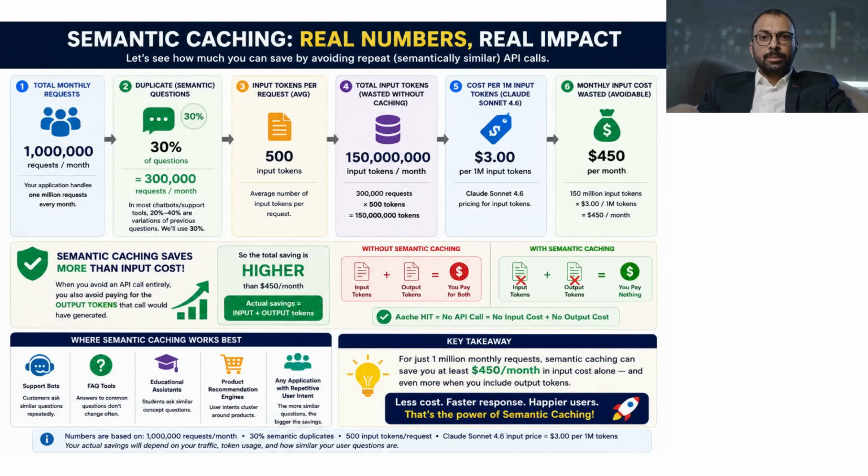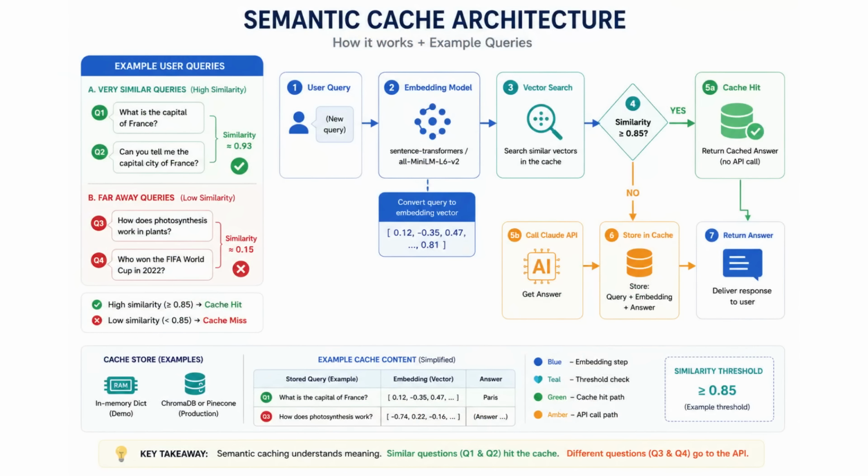Semantic caching is particularly powerful for applications that serve many users asking similar questions. Support bots, FAQ tools, educational assistants, product recommendation engines. Anywhere user intent clusters, this technique pays off. Here is the full architecture, step by step.